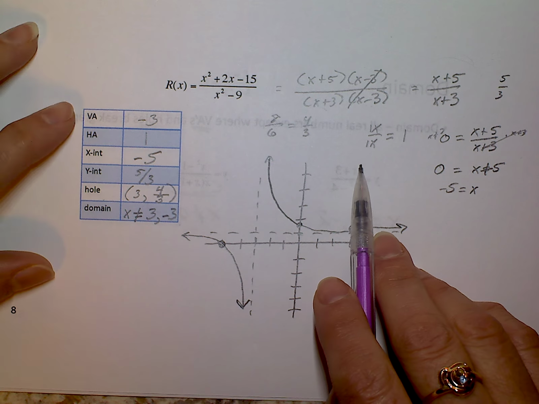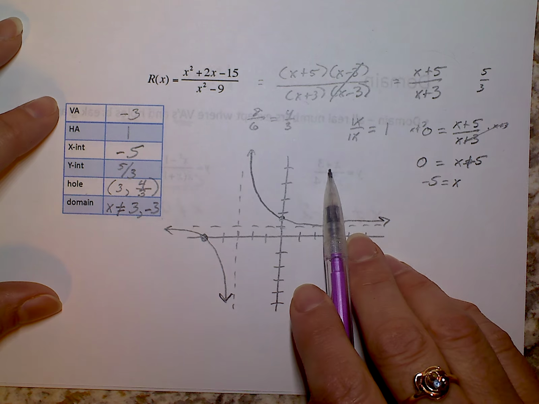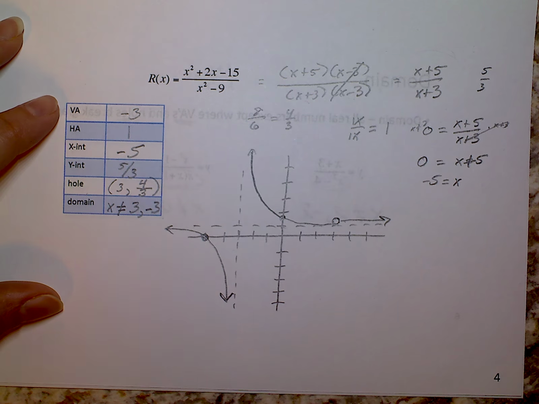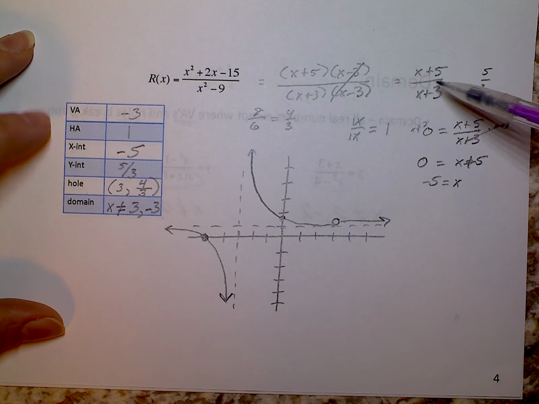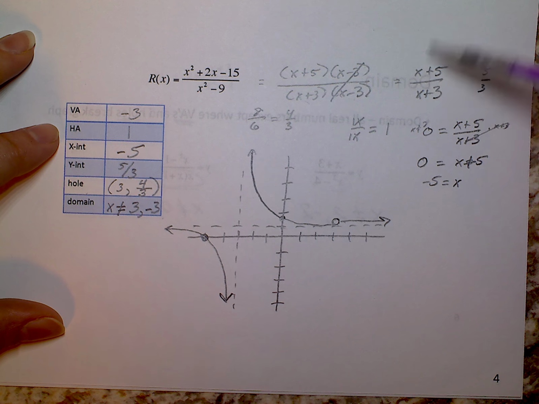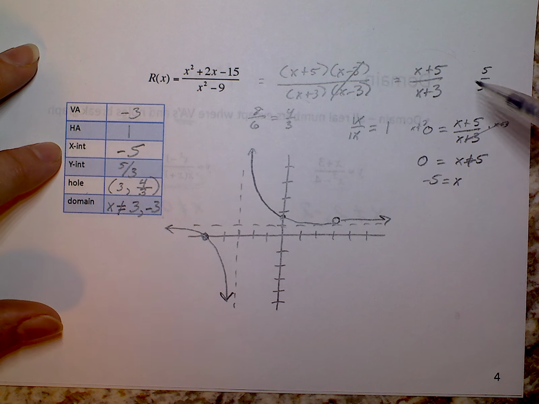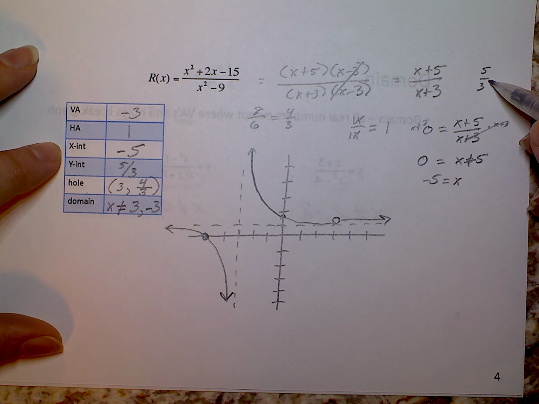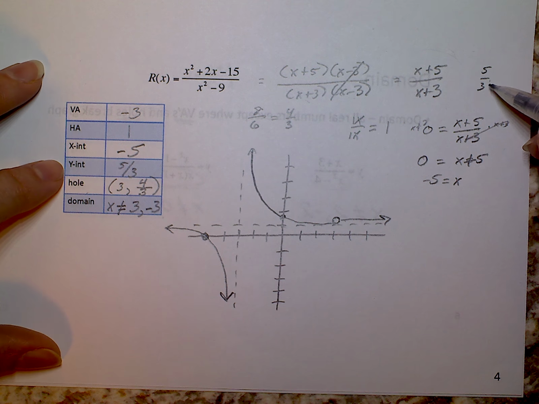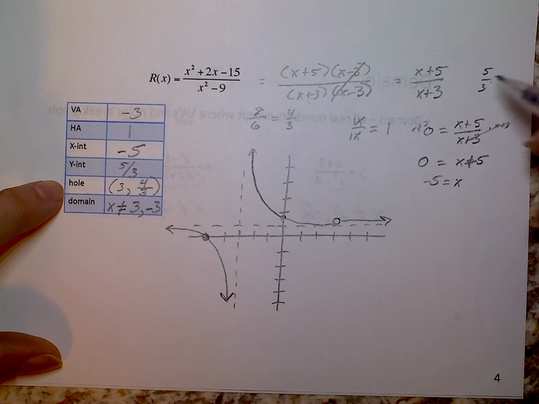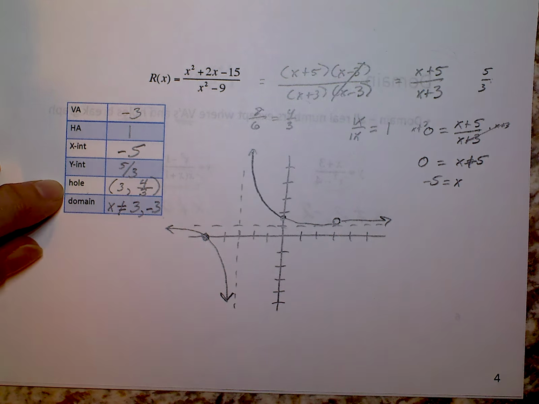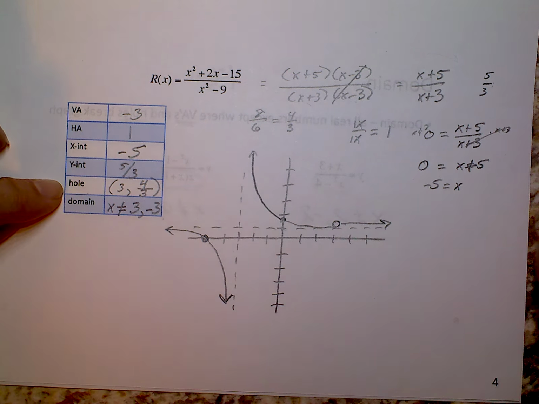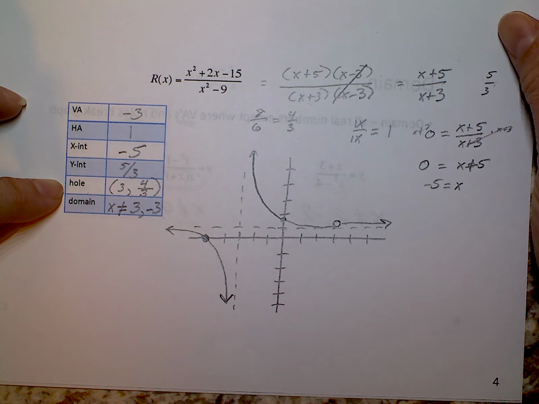I'm just doing little puzzle pieces, okay? But you got to remember where each piece comes from. So the vertical is from the denominator, the horizontal is from the first terms. X-intercept is where y equals 0, y-intercept is where x equals 0. The hole is from this common factor. Okay, we wrote all that down in the last video, and now we're just putting all the puzzle pieces together.